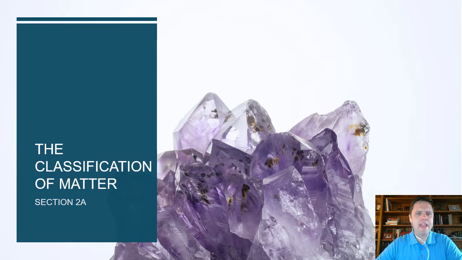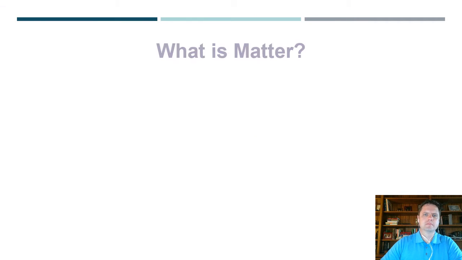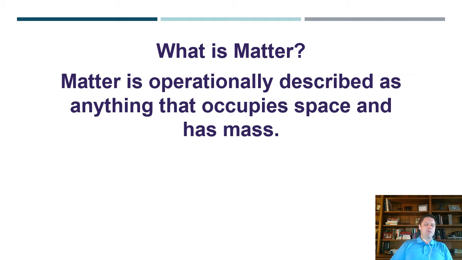So section 2A is on the classification of matter. So what is matter? Well, you guys already have a definition for this, so let's see if you can remember. What is matter? How do you define matter? Have you said it out loud? All right, so matter is operationally described as anything that occupies space and has mass.